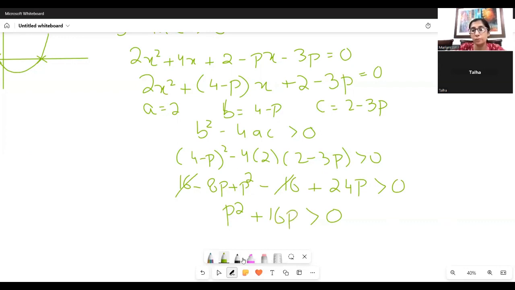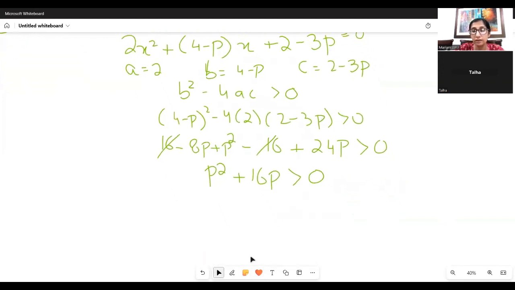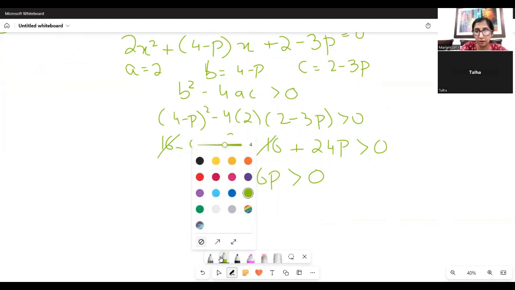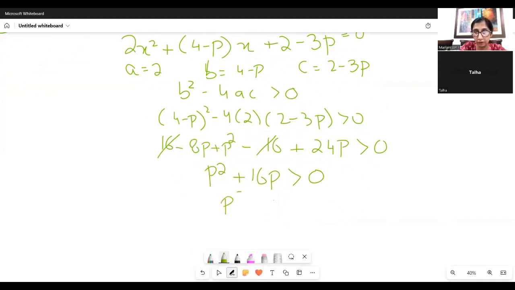Okay. Now I'm going to first treat it like an equals to sign so that we first find the solution without having to deal with the inequality sign. Equals to 0. P is common. P plus 16 equals to 0. So we have P equals 0 and P equals minus 16.